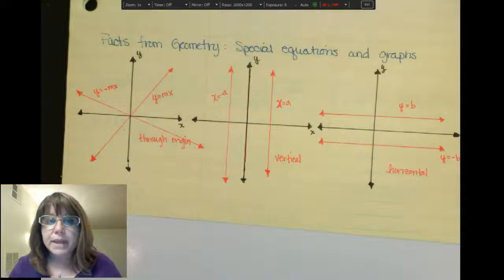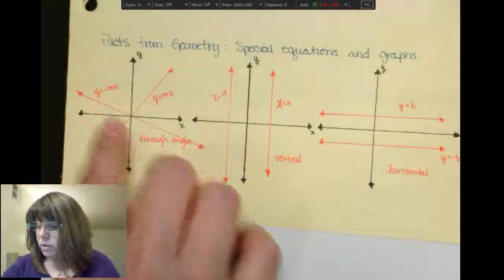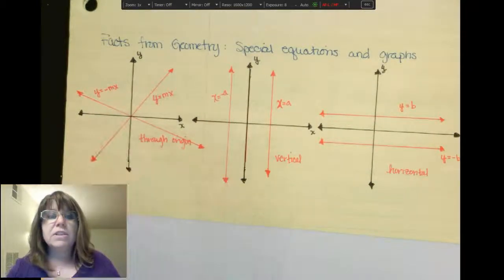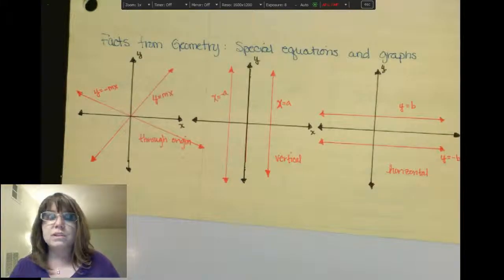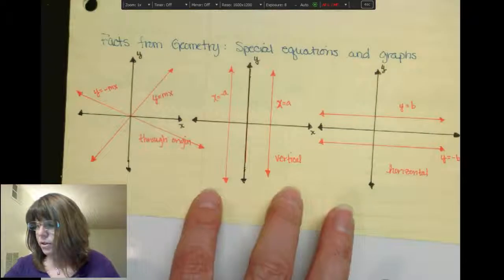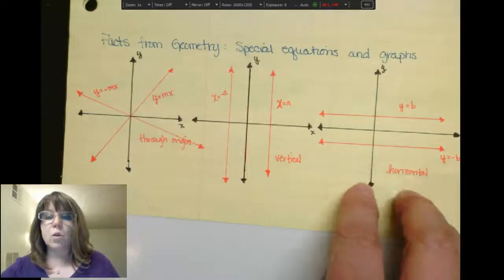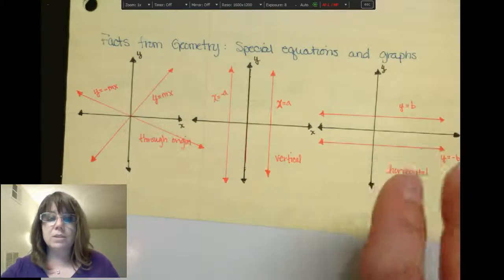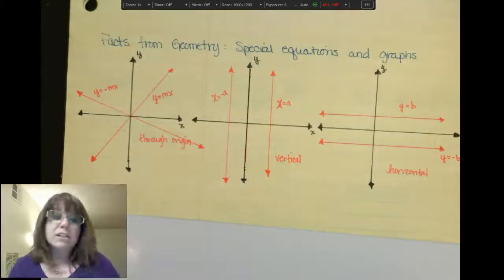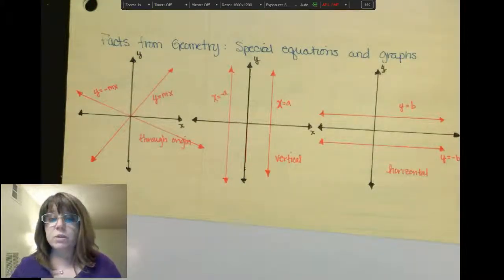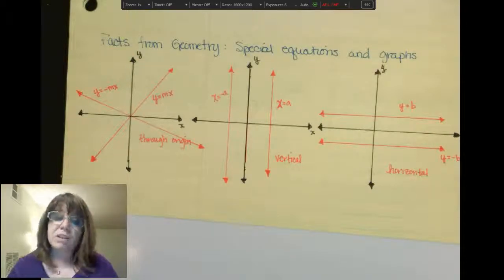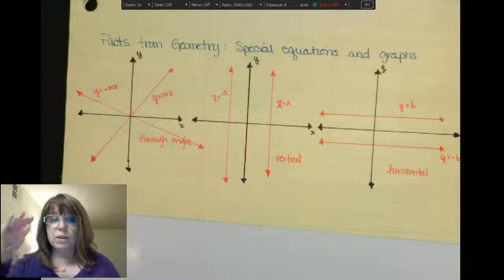So just as a recap, when it goes through the origin, it's going to be in the form of y equals some value in front of x. When it's a vertical line, it's x equals a number. And when it's a horizontal line, it's y equals a number. Now, I don't ask you to memorize a lot of stuff, but I do think that you should memorize this to make your life a little bit easier to recognize when it's a vertical line, when it's a horizontal line, and when it goes through the origin.